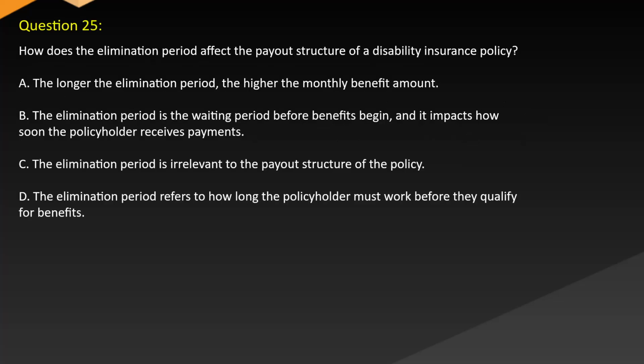Question 25. How does the elimination period affect the payout structure of a disability insurance policy? A. The longer the elimination period, the higher the monthly benefit amount. B. The elimination period is the waiting period before benefits begin, and it impacts how soon the policyholder receives payments. C. The elimination period is irrelevant to the payout structure of the policy. D. The elimination period refers to how long the policyholder must work before they qualify for benefits.